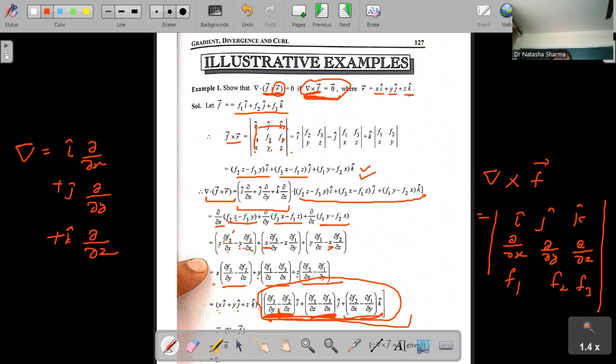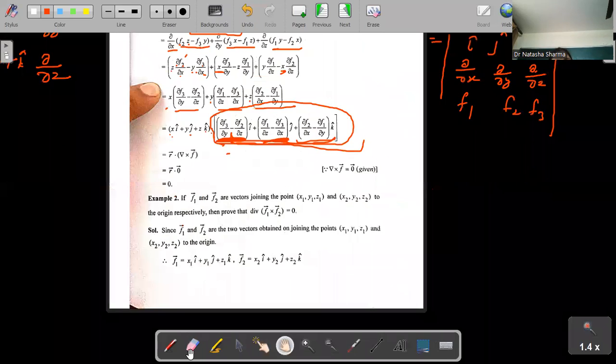This is given to me as 0, and we know अगर एक वेक्टर 0 हो जाए तो डॉट प्रोडक्ट 0 हो जाता है. So finally we get answer as 0. Is it fine?